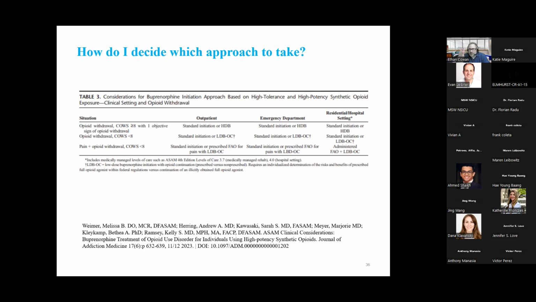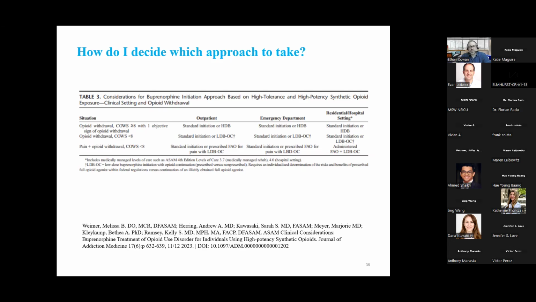ASAM, which is the American Society of Addiction Medicine, published this really nice guideline recently about how to choose the initiation protocol under which circumstances. But the general rule of thumb is that if the patients are in withdrawal, then standard or high dose is probably what you should go with. And nowadays, most people are just going with high dose, right? So they're already in withdrawal. You're pretty good to deal with their withdrawal quickly, give them the buprenorphine they need, and that's it.